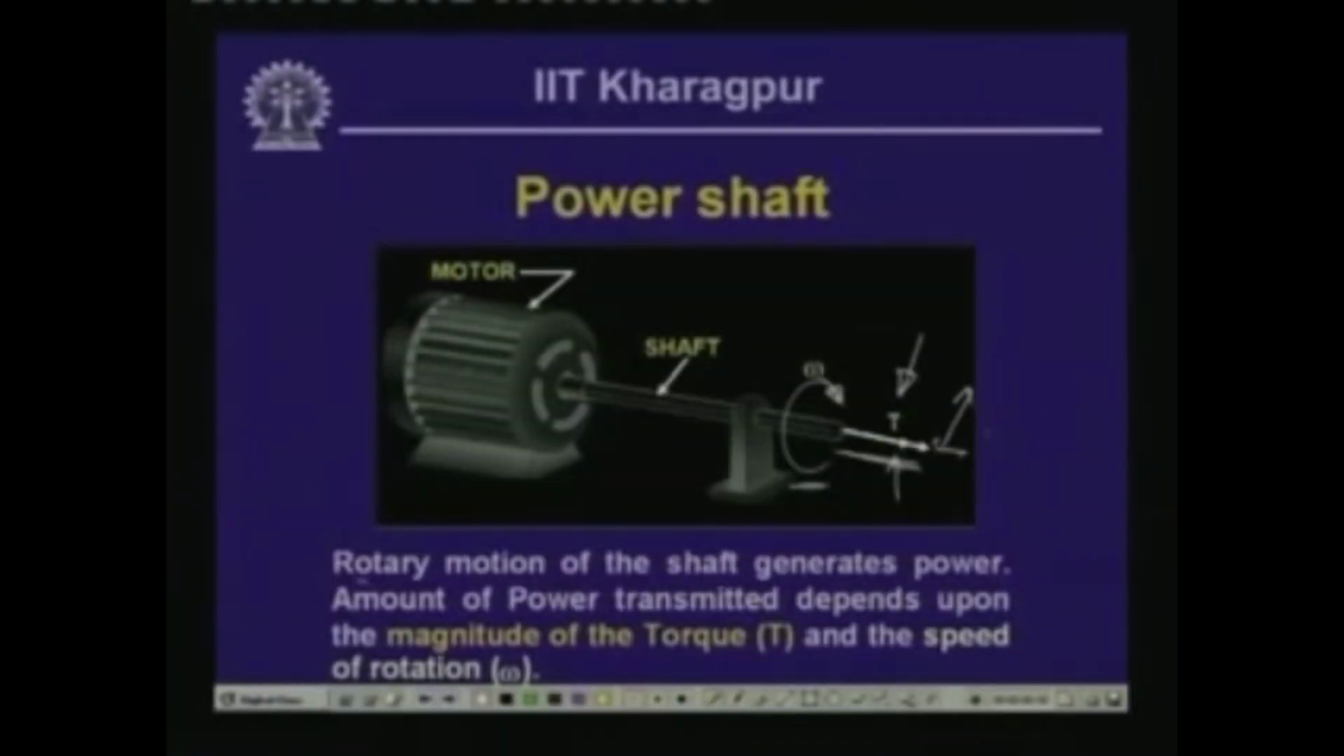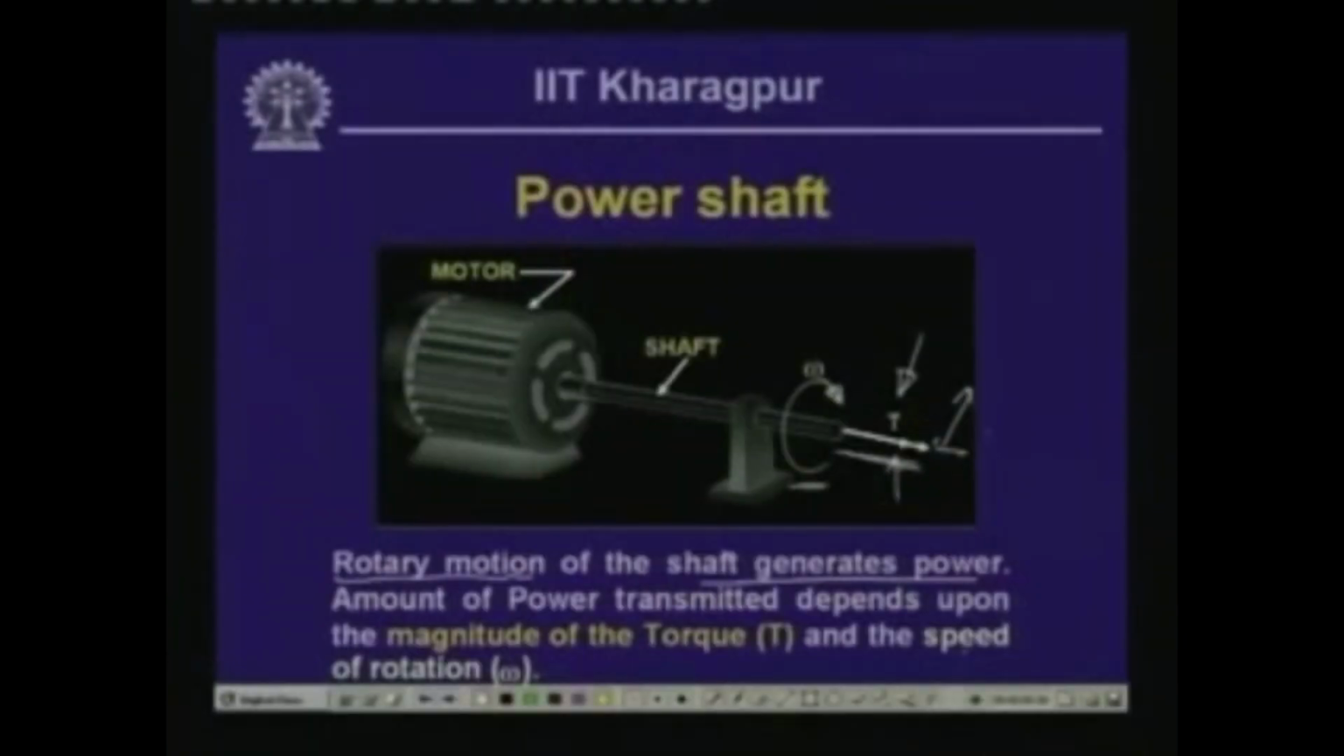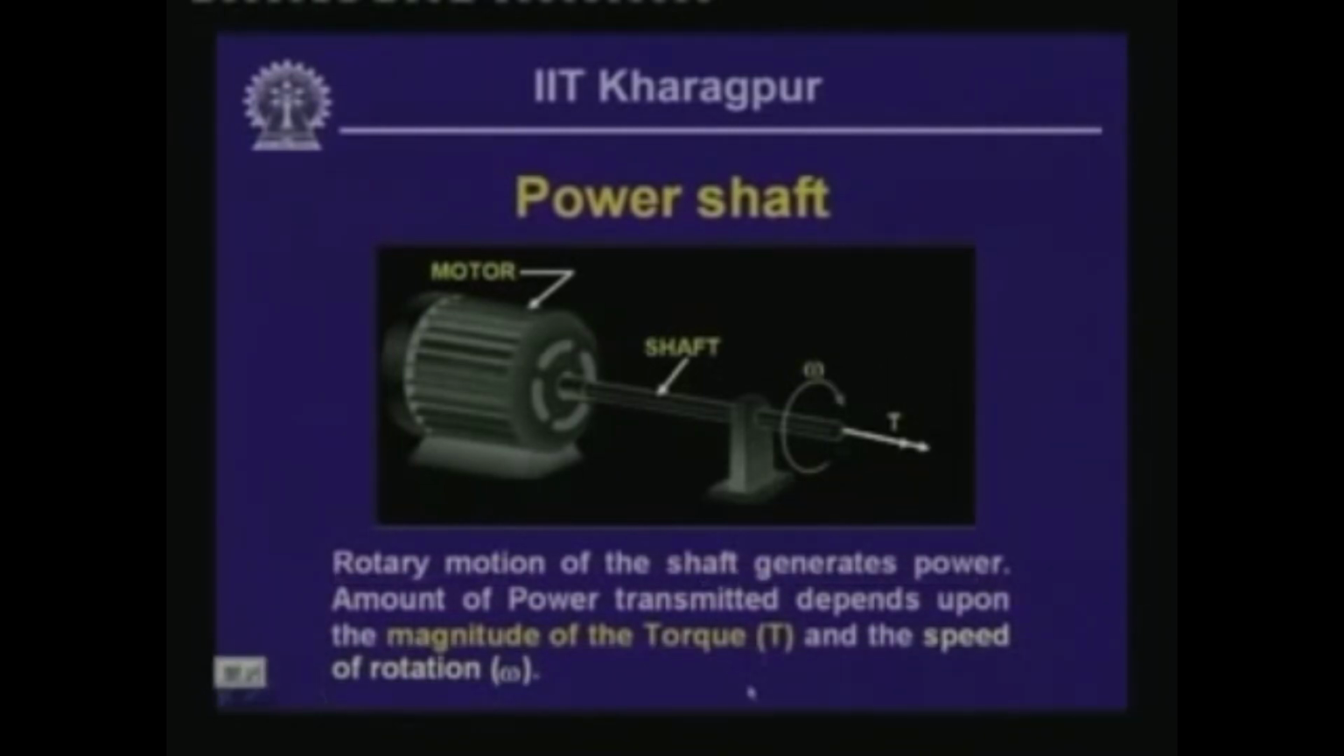Now, this rotary motion of the shaft generates power. The amount of power which gets transmitted through the rotation of the shaft depends on the magnitude of the torque that is applied and the angular speed, the speed of rotation, which we call here omega. In fact, it is the product of the torque and the speed of rotation.